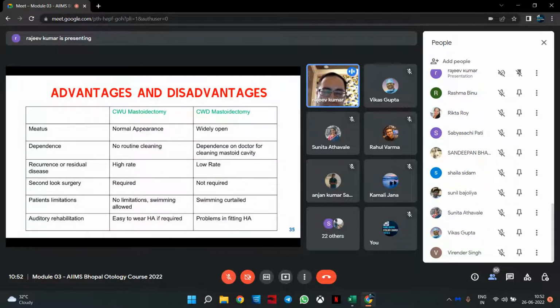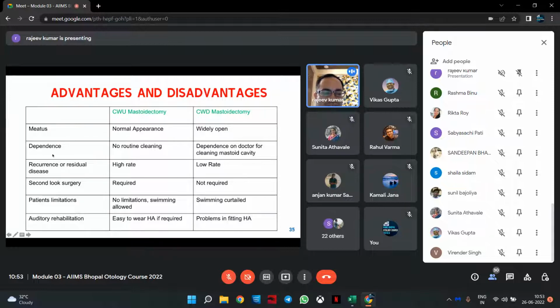Now, there is another thing I need to discuss: the advantages and disadvantages of this technique, canal wall up versus canal wall down. I think most of us know that, but I have been asked to cover this area. If you look, the meatus will be normal in canal wall up, but in canal wall down we do meatoplasty. Why do we do meatoplasty? Because we need to inspect the cavity which we make in canal wall down mastoidectomy. So we have to have a wide meatus to inspect the cavity. That's why the meatus looks widely open, as compared to the normal look in canal wall up.